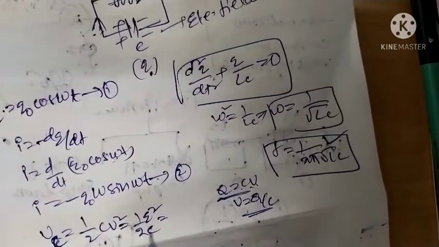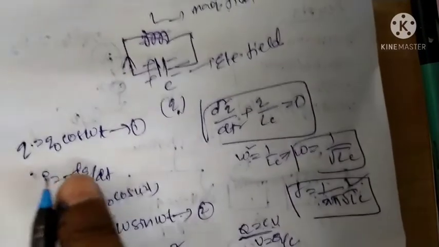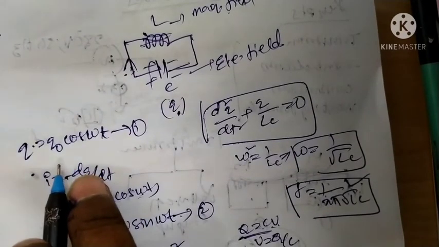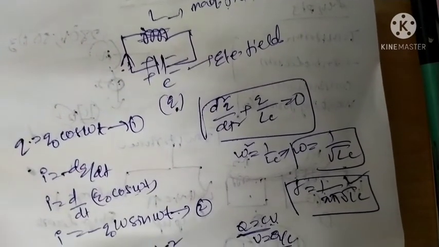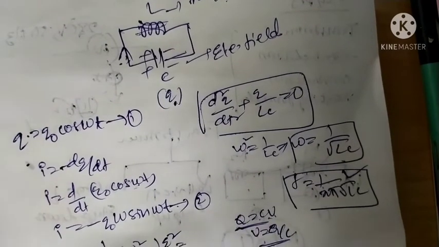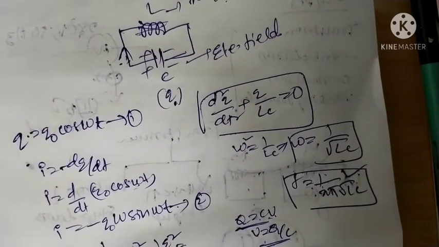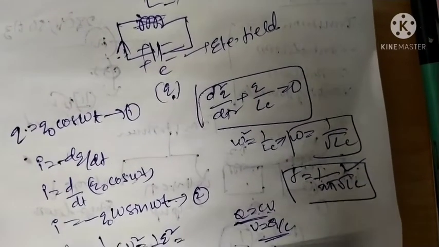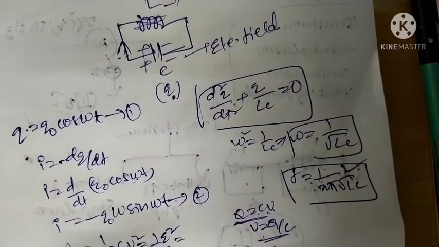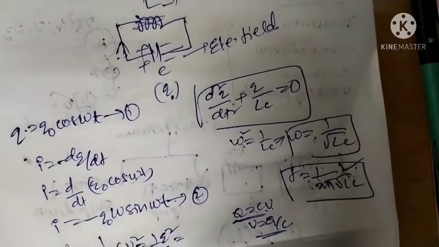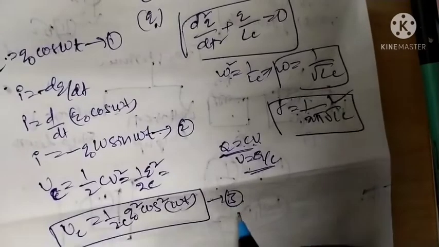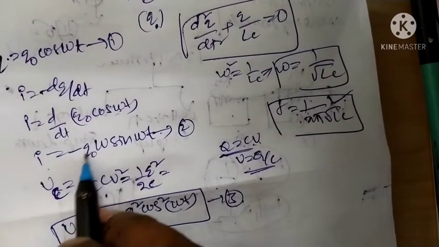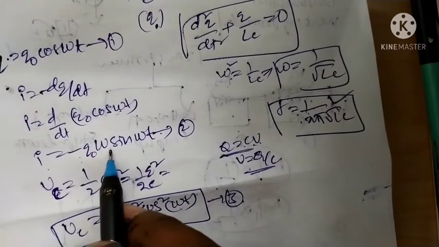What is the Q value? Q is equal to this value, substitute in the formula. In this case, 1 by 2C q naught square cos square omega t. Okay, this is the energy stored in the capacitor. This is equation number 3. Okay, I is equal to minus q naught omega sin omega t, equation number 2.